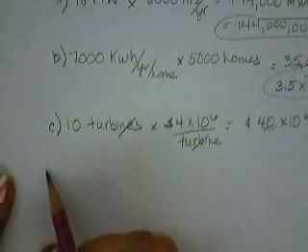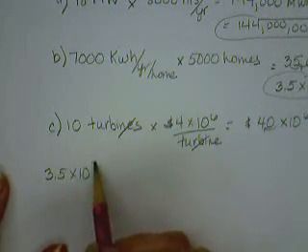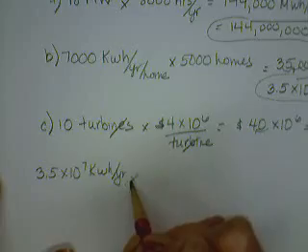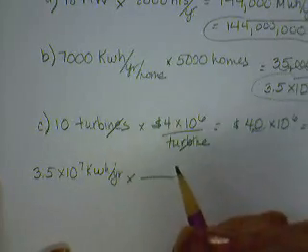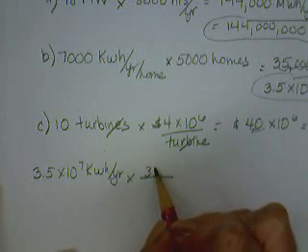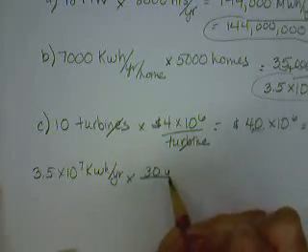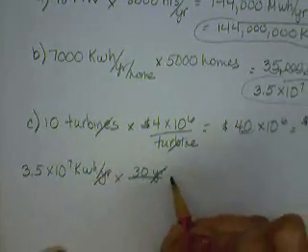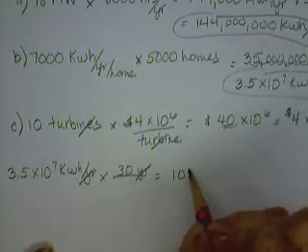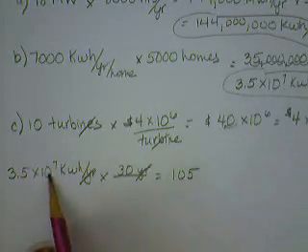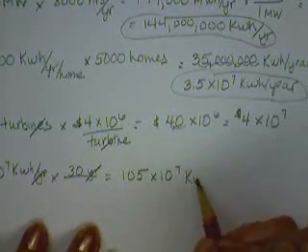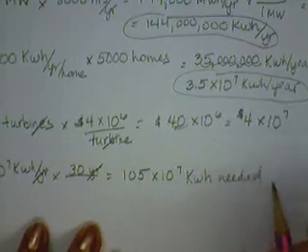So over 30 years, 3.5 times 10 to the 7th kilowatt hours per year. And we are going to run these turbines for 30 years. And so 30 years is up here, and the years cancel out. And so 3.5 times 30 is going to give us 105 times 10 to the 7th kilowatt hours are needed for those 30 years.